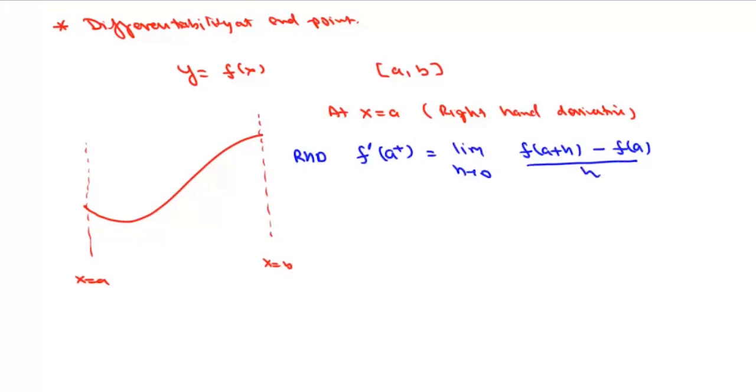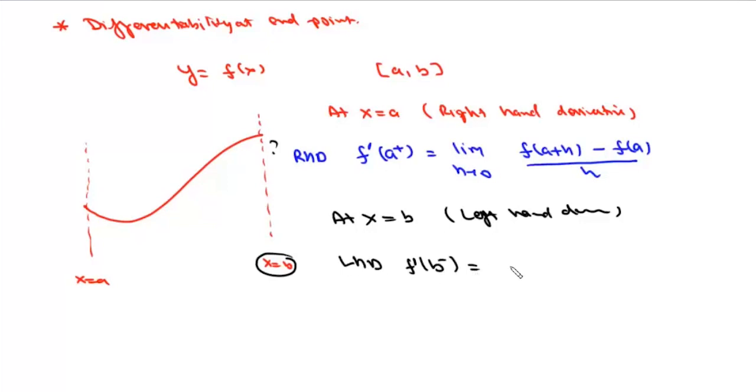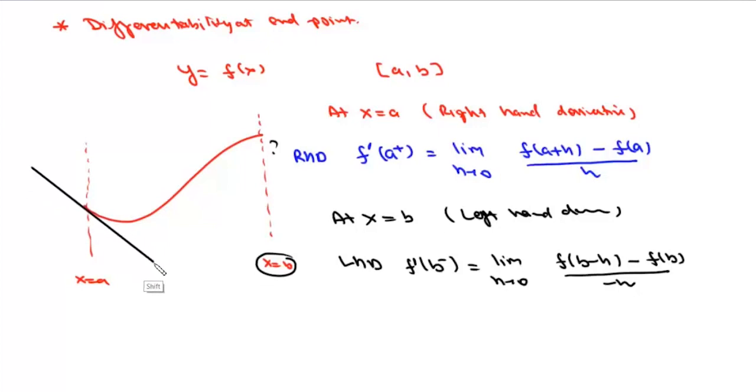And if we look at x equal to b, nothing is known about the function on the right. So at the end of this interval, at x equal to b, we'll only check its left hand derivative. So we'll check the left hand derivative at b, which is f dash b negative, and will be the limit h tends to 0 of f b minus h minus f b upon minus h. So basically at the start of this interval we are checking its right hand derivative, and at the end of this interval we are checking its left hand derivative.